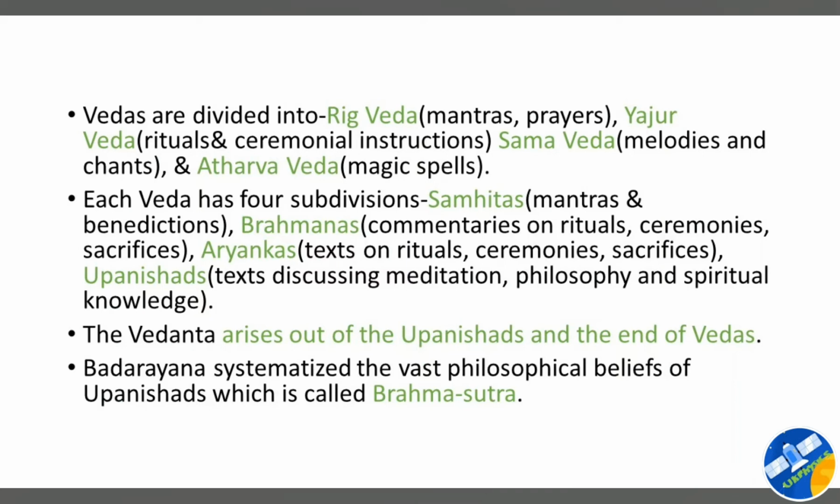And each of these Vedas has four subdivisions: Samhitas, which are mantras and benedictions; Brahmanas, which are commentaries on ritual, ceremonies and sacrifices; Aranyakas, which are texts on rituals, ceremonies, sacrifices; and finally Upanishads, which are texts discussing meditation, philosophy and spiritual knowledge. And since these Upanishads are the end portion of Vedas, it is also called Vedanta. Thus the Vedanta arises out of Upanishads and the end of Vedas. So the founder of this school, Badarayana, systematized the vast philosophical belief of Upanishads, which is called Brahma Sutra. This point is again very important.